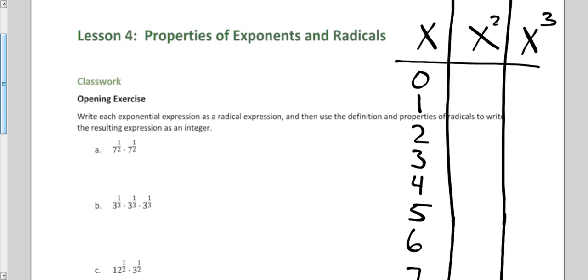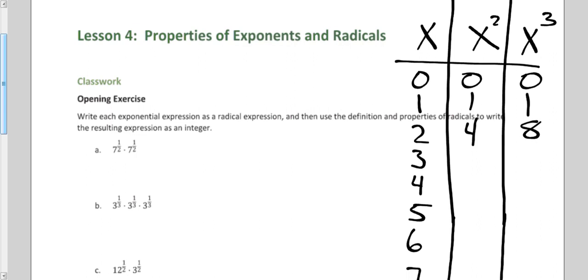So, 0. If x is 0, then what is x squared? 0. And x cubed is also 0. That's pretty darn easy, don't you think, Jasmine? What about if x is 1? What's x squared? 1 and 1. 2. X squared is 4. X cubed is 8.